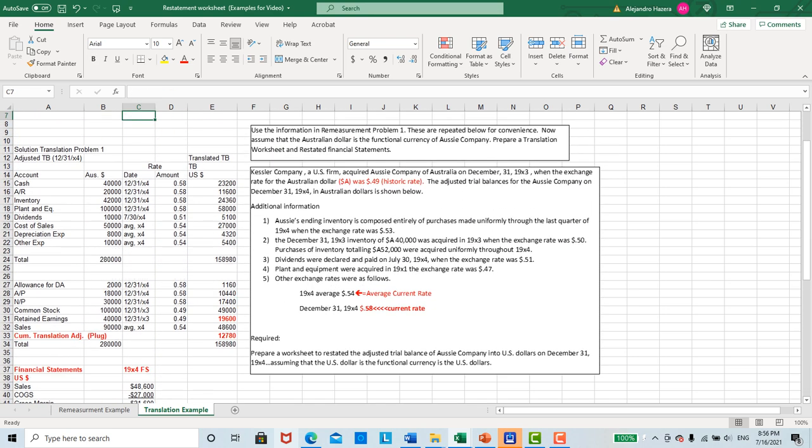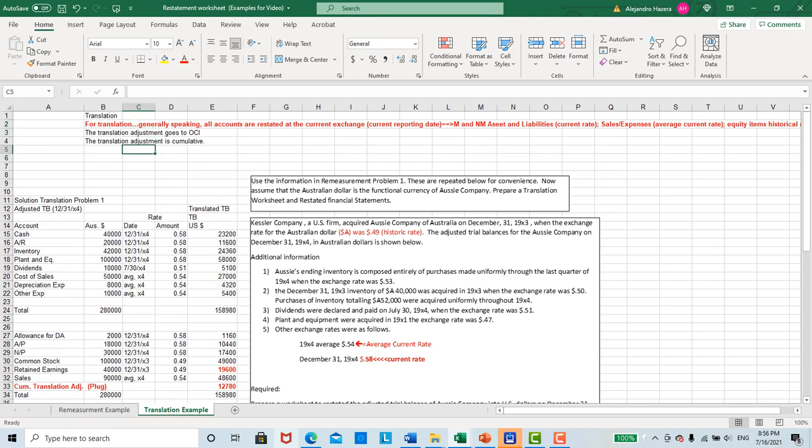Now, the one thing to remember, the advantage of translation: it is cheap and simple. Look how simple it was. It doesn't matter what type of asset or liability it is, you use 58 cents. And for equity items, you just need a couple of rates. You look at the historic rates for equity items, and then you know the current year's average rate. So it's cheap and simple.